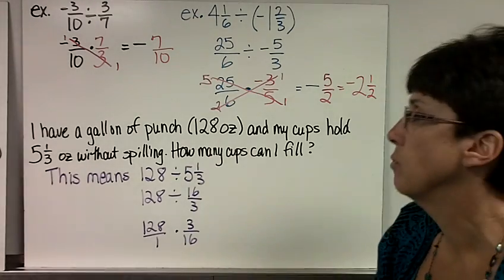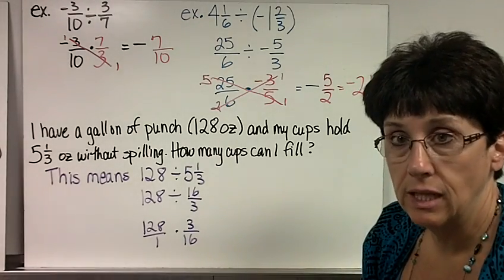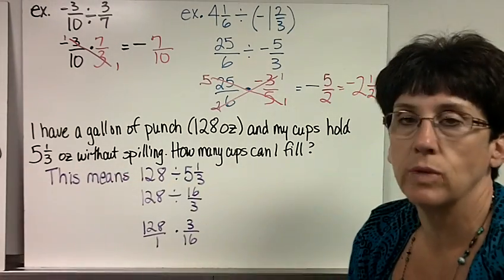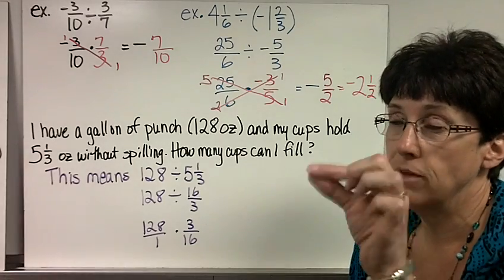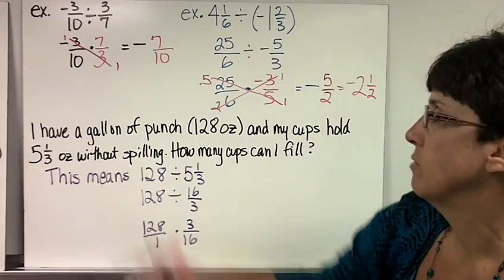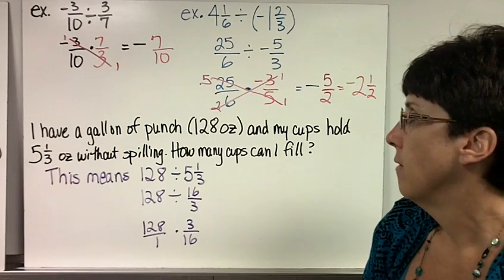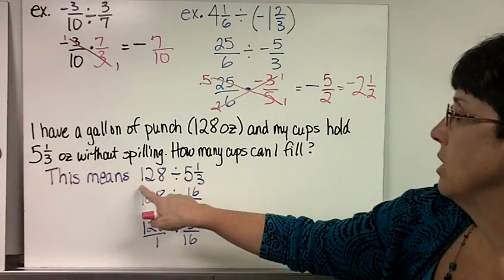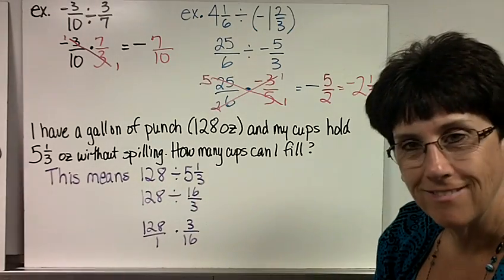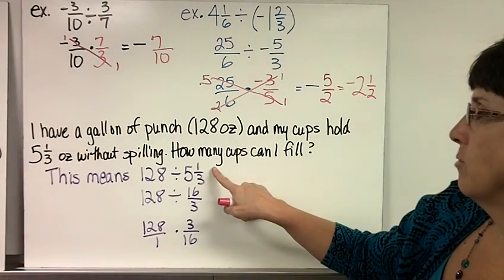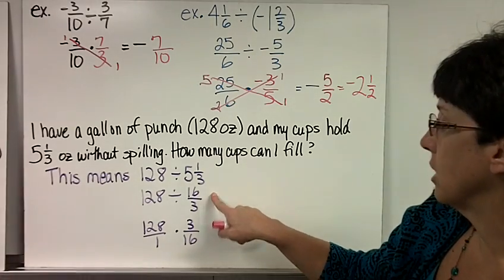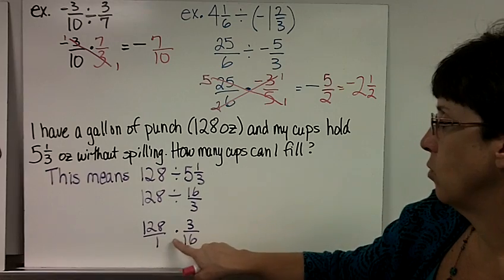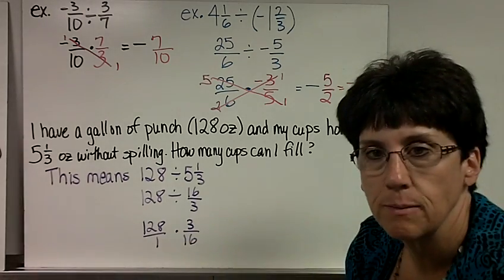All right, here's a word problem. I have a gallon of punch. Well, a gallon is 128 ounces. And my cups hold 5 1/3 ounces without spilling. They say 6 ounces, but if I filled it to the top, it would spill. So I can put 5 1/3 ounces in without spilling. How many cups can I fill? So what this means is 128 divided by 5 1/3. Wow, it's a division problem. So I'm going to change my mixed number to an improper fraction. And then when I rewrite it as multiplication, I'll do 128 over 1 times 3/16.